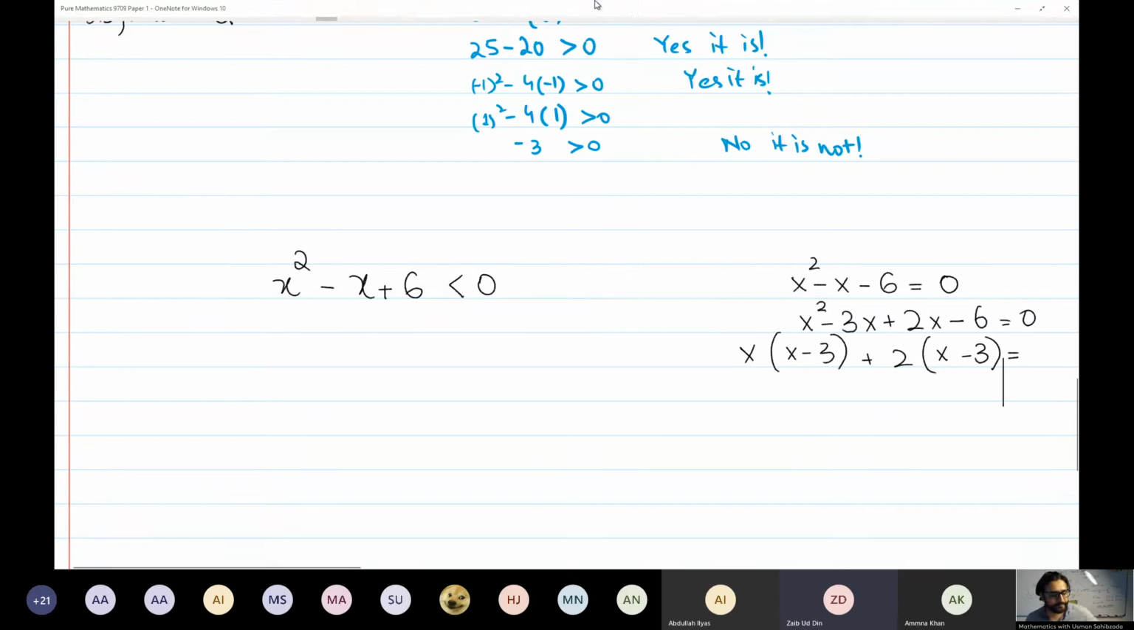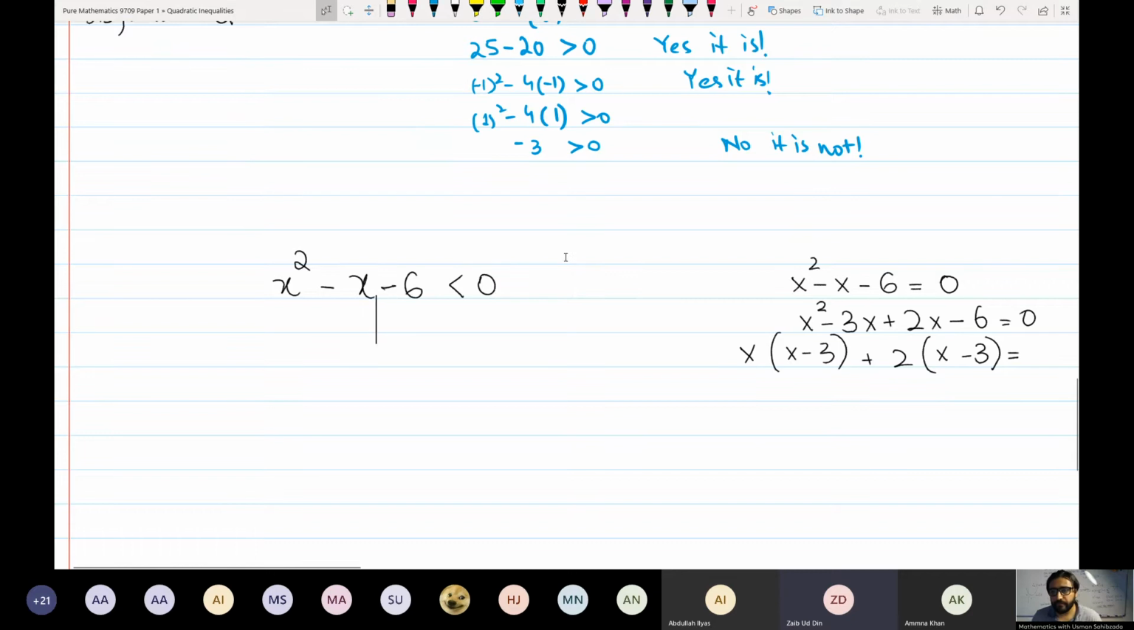Sir, I think I see an error above. Where? In the 1 squared minus 4 times bracket minus 1. Shouldn't the minuses cancel each other out? Minus 4 times minus 1, so they would become plus, right? Yeah. So this would become 1 plus 4, which is larger than 0. So yes, it is larger than 0. So why did you write minus 3 at the end?